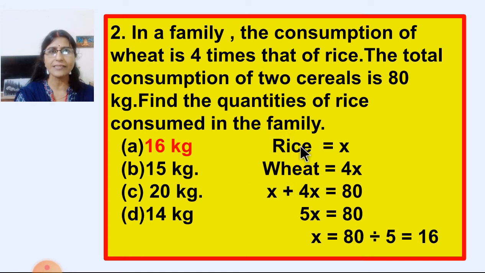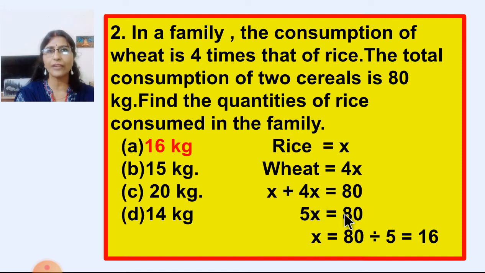So we'll write, rice is less consumed, so x. And wheat is consumed more. How many times more? 4 times. So 4x. And then we will add, because the total is given. Whenever total is given, that means we have to add. So x plus 4x is equal to 80. And 4x plus x is 5x is equal to 80.